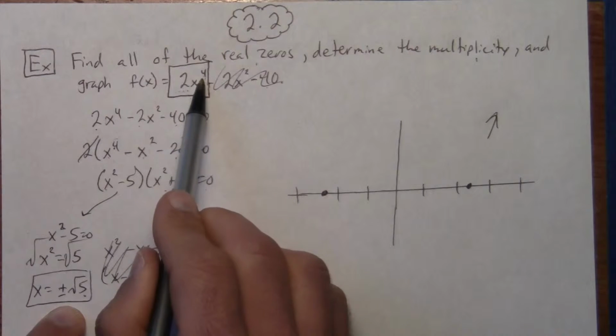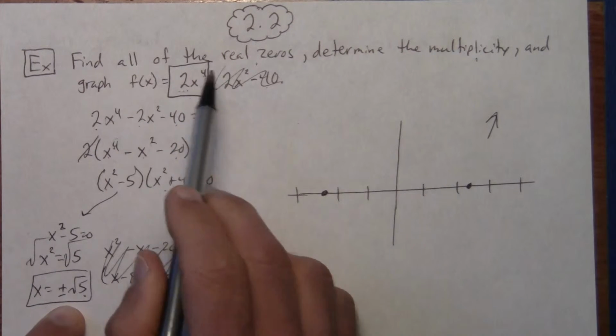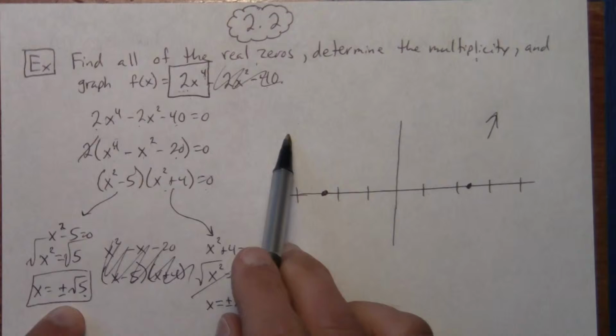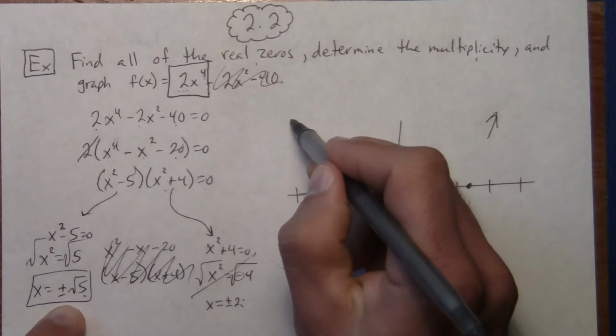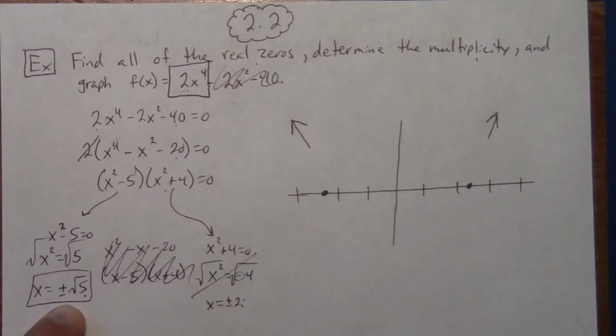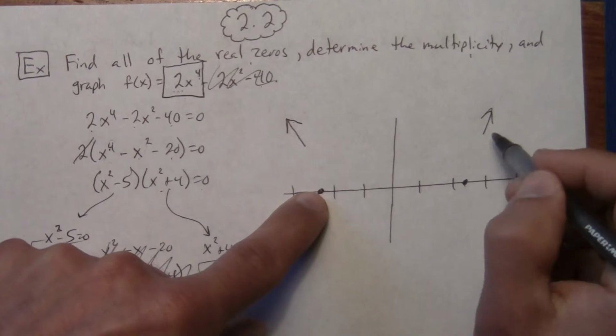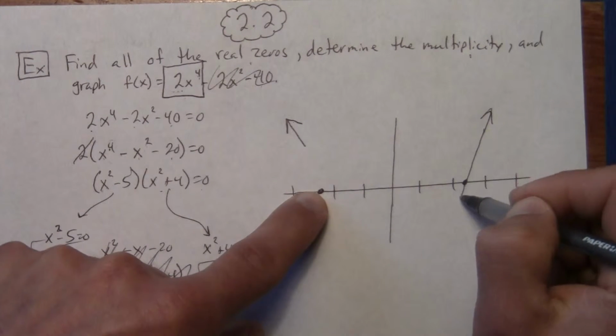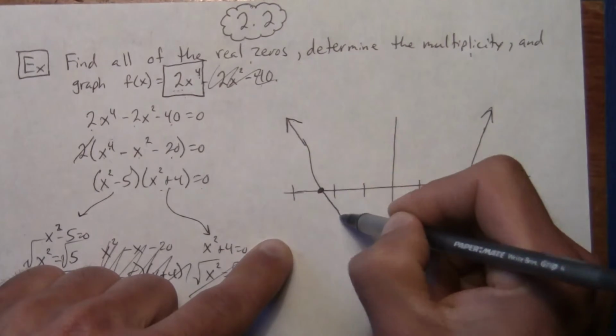After that, you look at the exponent. It's even. That means whatever it does on the right, it does the exact same thing on the left, so it also goes up. And then with that information, I have to actually cross this x-intercept. So it's got to go through it. It's got to go through it.